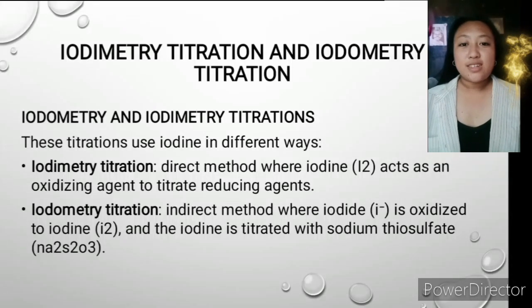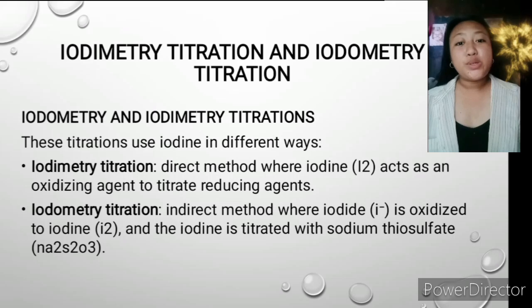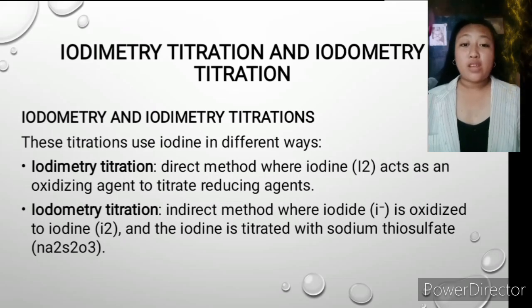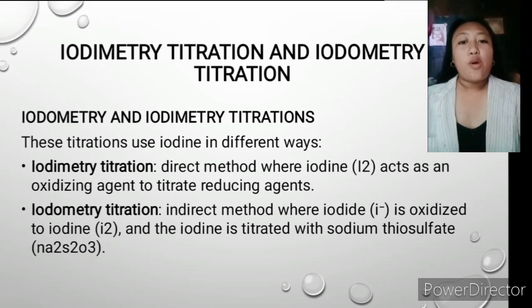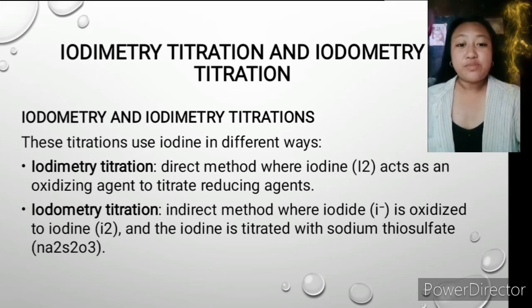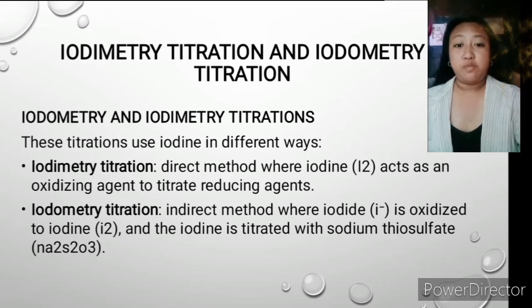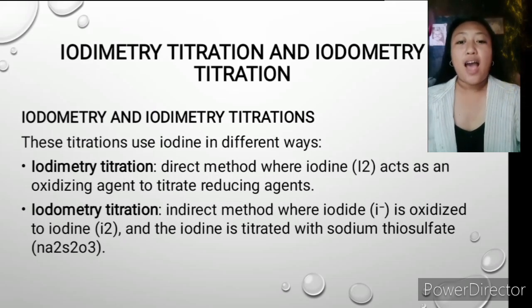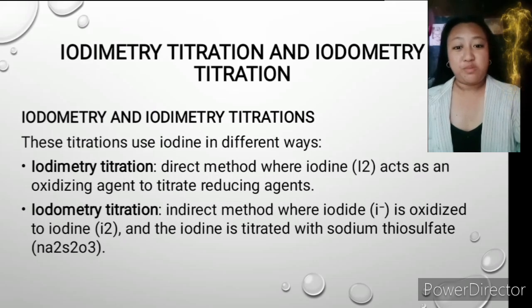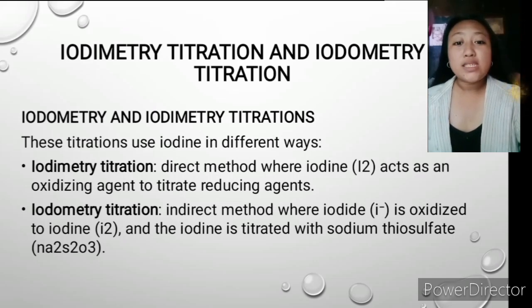So today, I will be discussing the two different ways of titration used in iodine, which is the iodimetry titration and iodometry titration. So what is iodimetry titration? It is a direct method where iodine acts as an oxidizing agent to titrate a reducing agent.